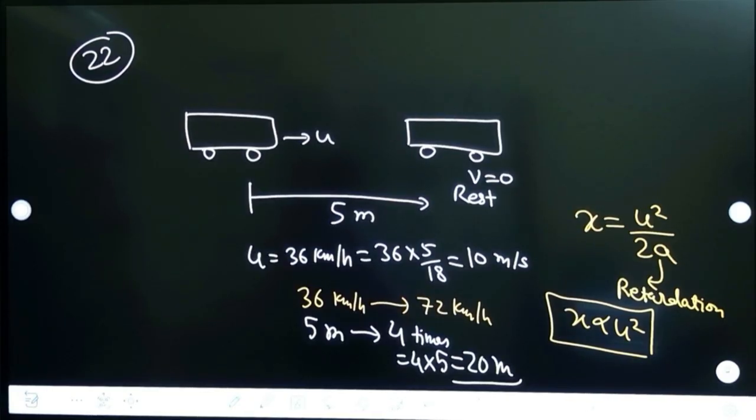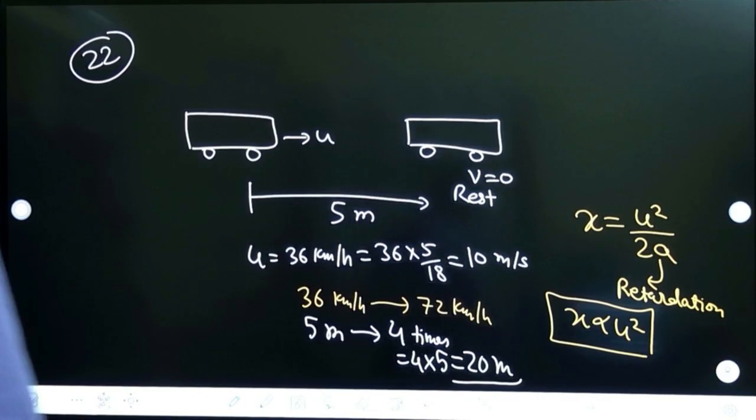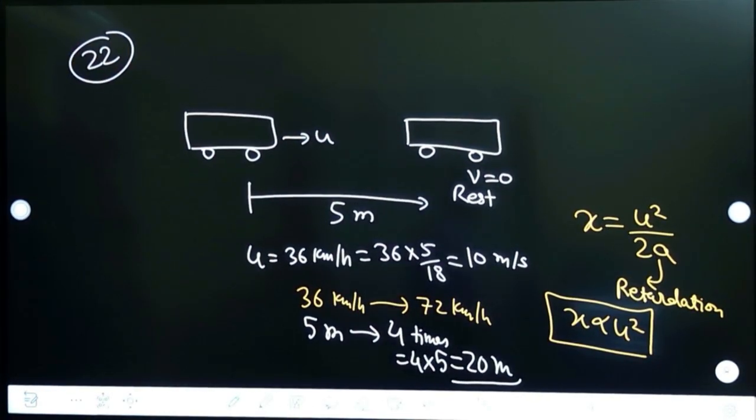Time is not playing a role because we are not calculating time. If we ask for time, then you calculate time. They are asking for distance, the stopping distance, because the acceleration is constant now. The brake force of the friction and those things are constant.